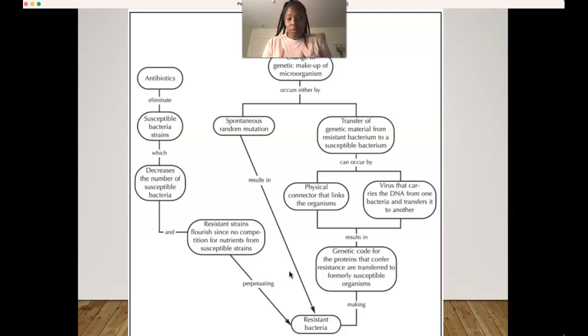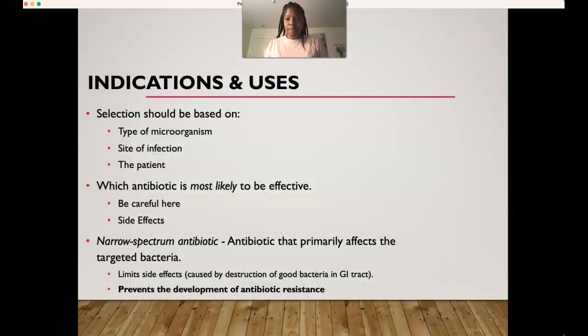However, sometimes if the signs and symptoms are so great, we have to give a broad spectrum bactericidal drug, so it can just kill everything right away, right? So the physician really has to weigh those processes as they're prescribing.